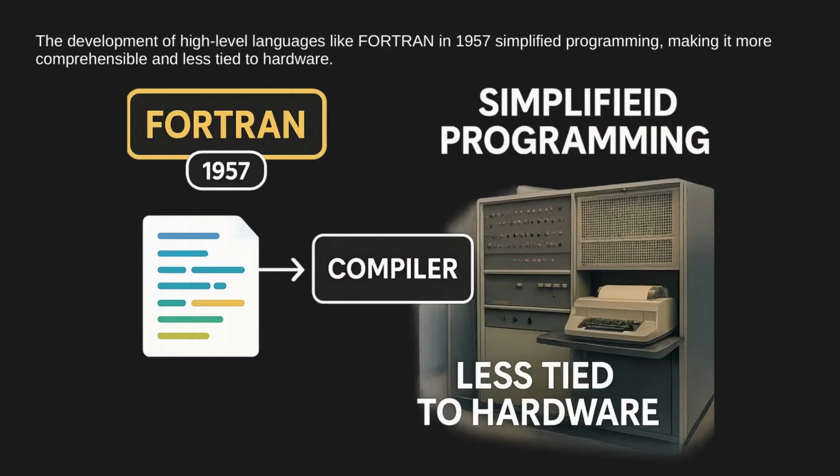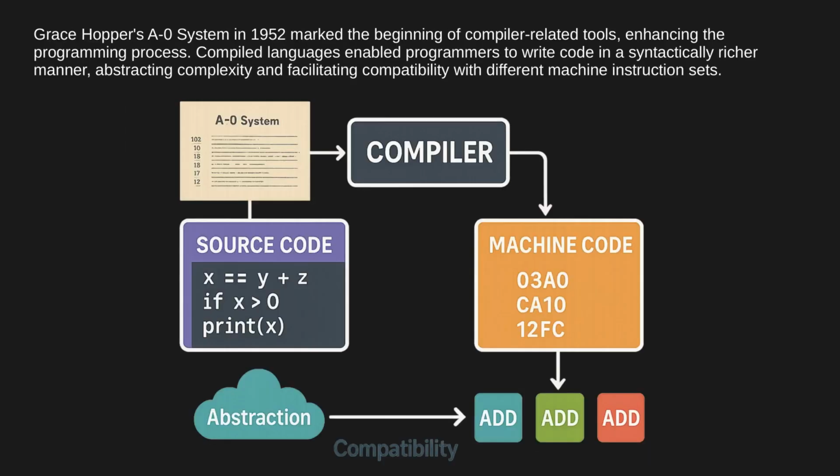The development of high-level languages like Fortran in 1957 simplified programming, making it more comprehensible and less tied to hardware. Grace Hopper's A0 system in 1952 marked the beginning of compiler-related tools, enhancing the programming process. Compiled languages enabled programmers to write code in a syntactically richer manner, abstracting complexity and facilitating compatibility with different machine instruction sets.